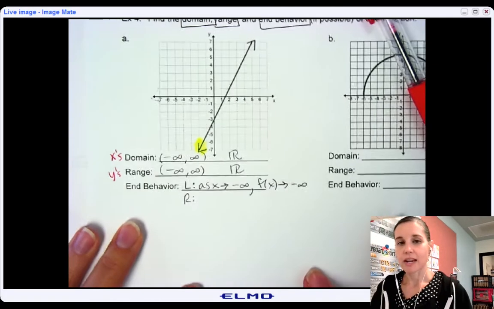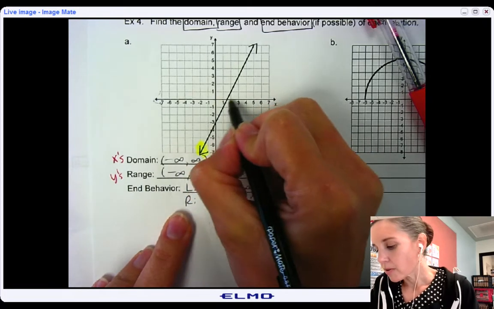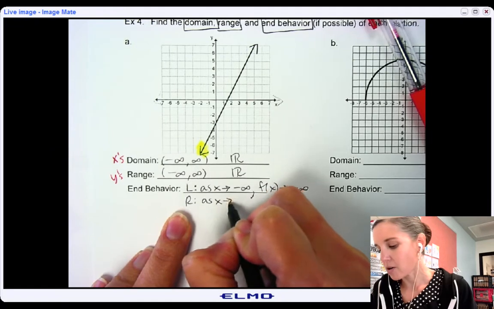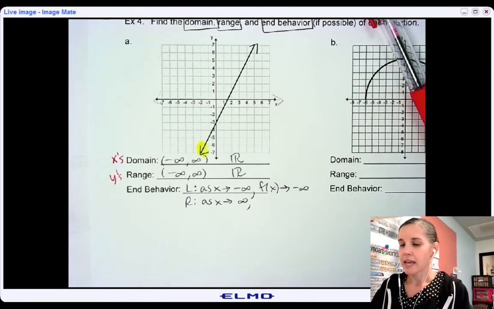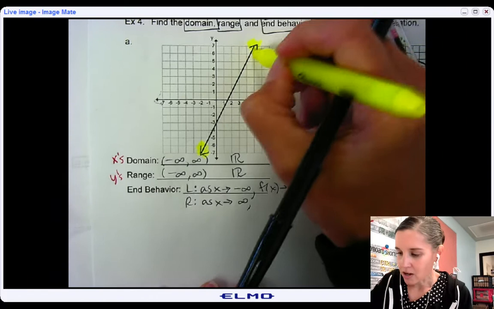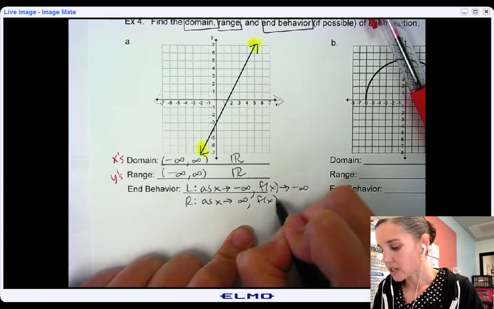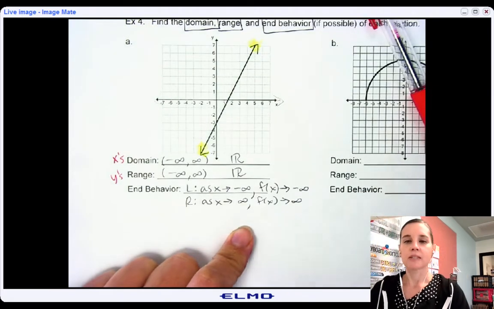Okay, now let's go to the right-hand side. Over here on the right, where do your x's head? Your x's head more and more positive. So I'd say as my x's are going to positive infinity, and now I come to the very end on the right, what is my function doing? It's headed up, up. So I would say that my function is headed to positive infinity.